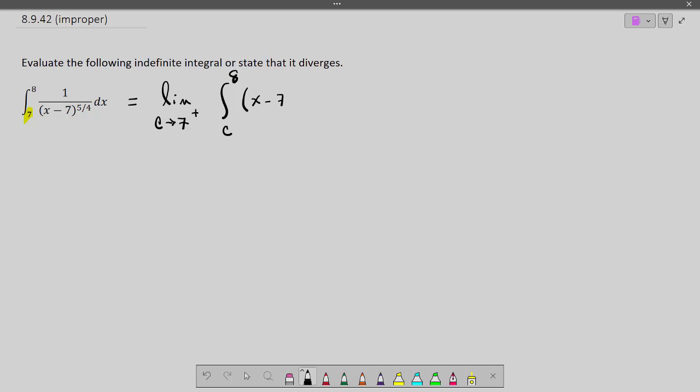We are going to make this a negative exponent in the numerator so we can integrate. And we can just use power rule here. We don't even need reverse chain rule because it's just an x. So this is going to be x minus 7. We add 1, so we add 4/4. We're going to get negative 1/4. So we add 1, divide by the new exponent, so we're going to divide by negative 1/4, multiply by negative 4. We'll do it in a minute. From c to 8.